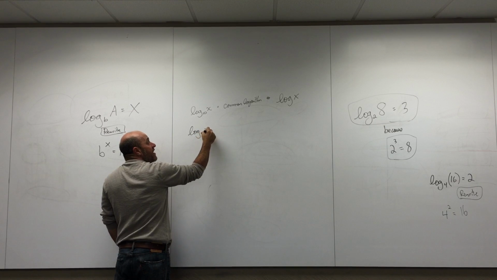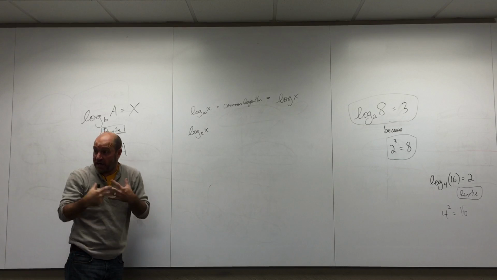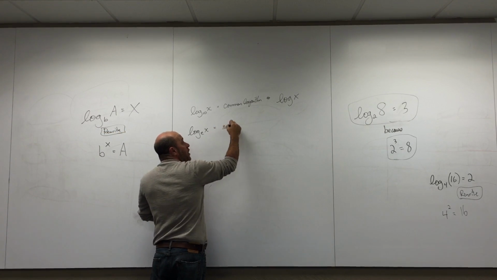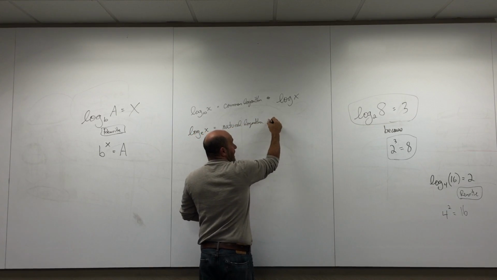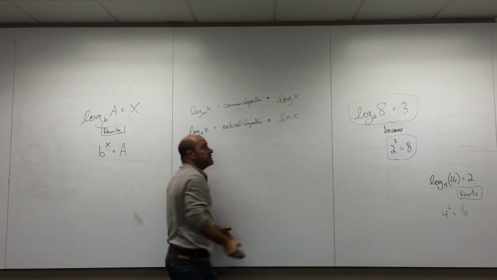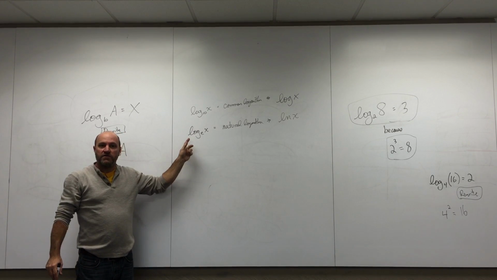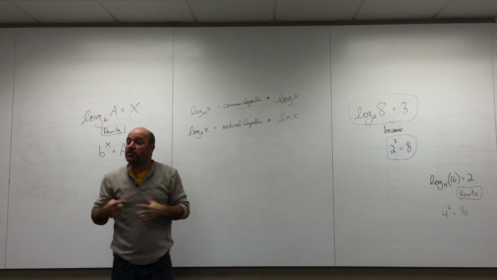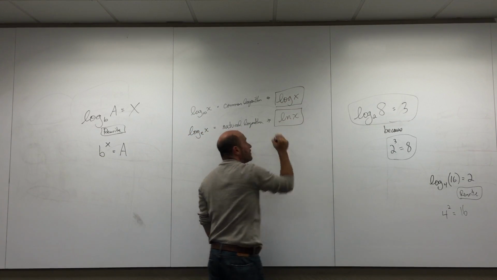Anyway, here's another one. Log base e of x. Nobody writes log base e of x. When the base is e, that's a famous one, we call it the natural logarithm. And we don't write the base, and we don't write log, we write ln of x. So these are two real famous logarithms, and your calculator should have a button for both of these.